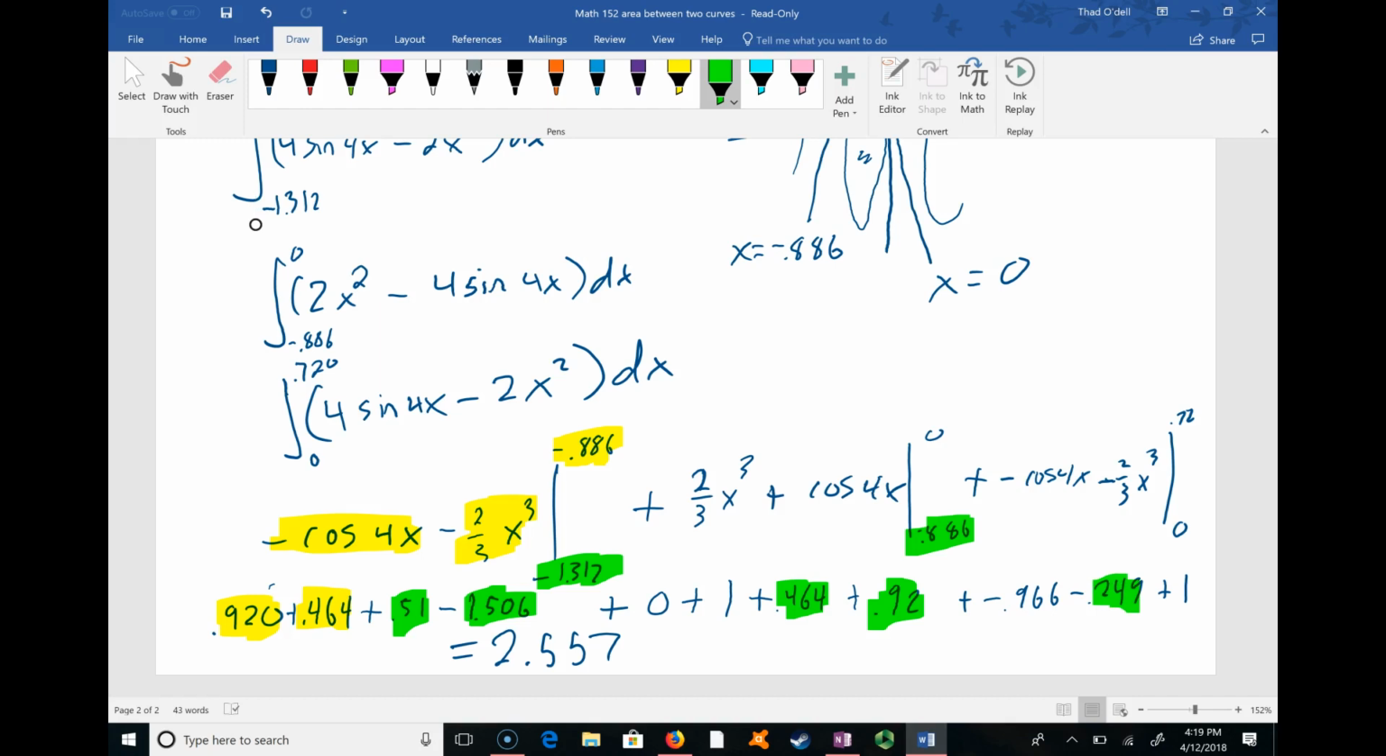Let's see, yellow would be here, and here, and here, and here, and then green would be there, and of course 0, because it plugs in there, get 0. So then you add all those up, and I get 2.557.